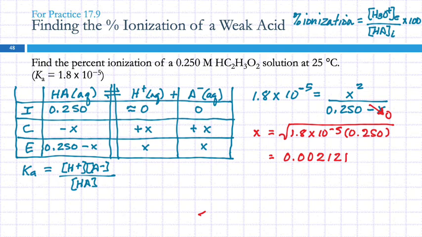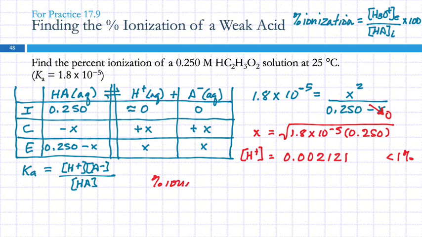Before I finish the problem, I'm going to take this number and divide by the 0.25 and multiply by 100 just to check the percent. The percent here is less than 1%, so we're okay. So this is the hydrogen ion concentration. Now we can calculate the percent ionization.